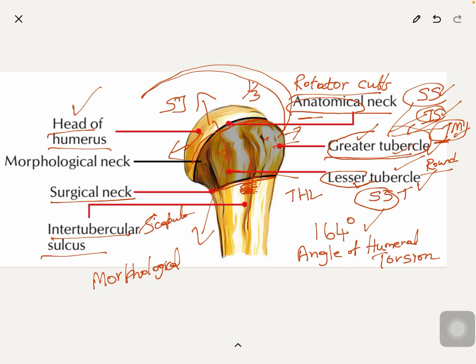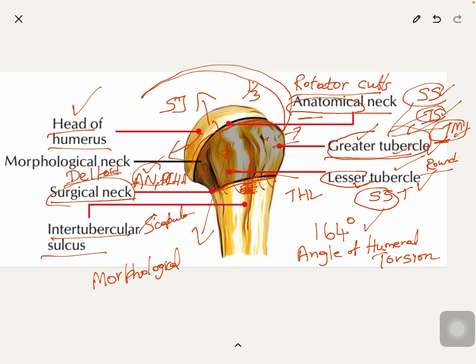So this surgical neck is very important for us. It is related to one nerve and artery, that is the axillary nerve and posterior circumflex humeral artery. So any fracture in this surgical neck will lead to injury of this axillary nerve. Axillary nerve will supply the deltoid muscle. So that will lead to paralysis of the deltoid muscle.